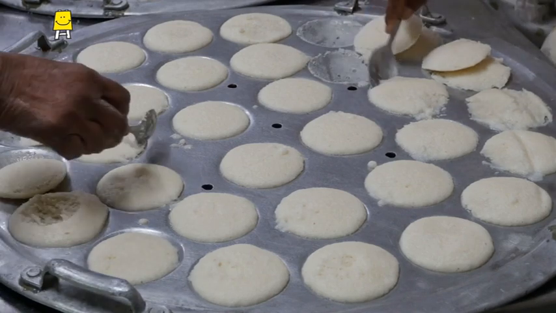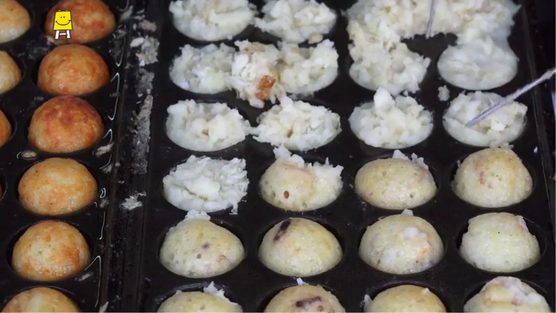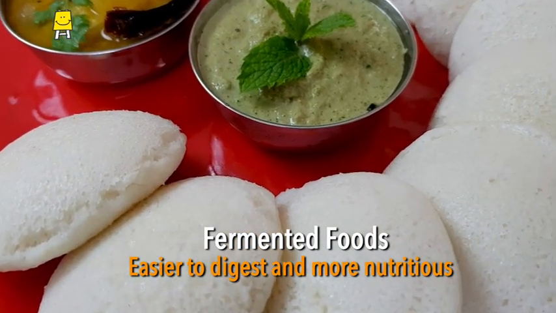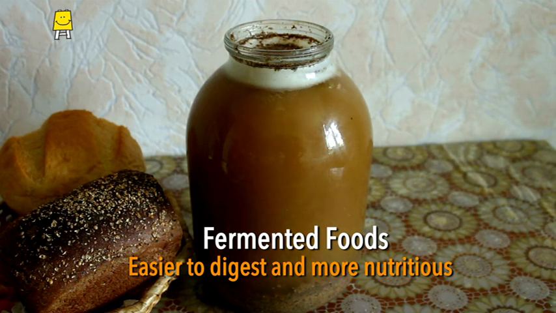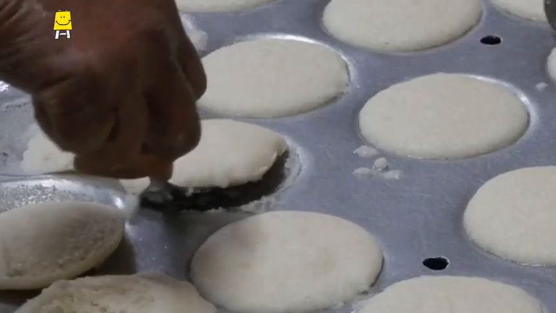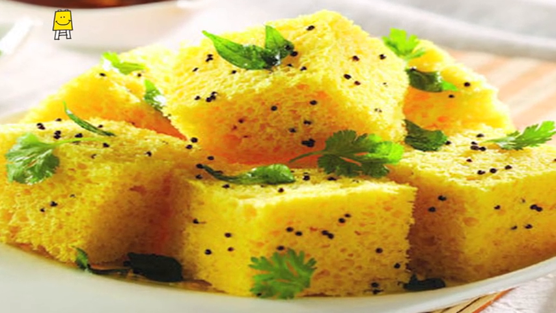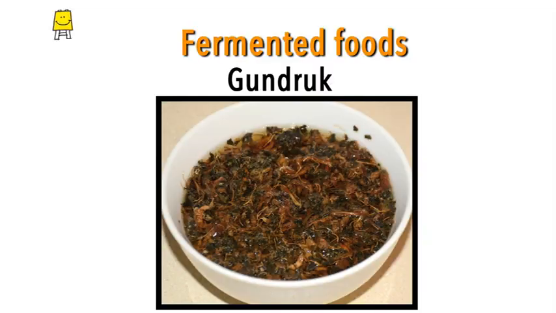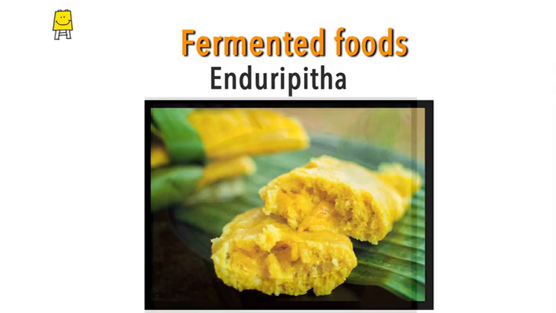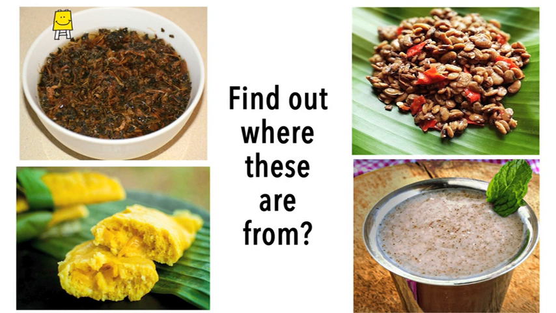During the process of fermentation, bacteria and yeast cells break down complex molecules into simpler ones. This is why fermented foods are easier to digest and more nutritious too. Fermented foods are prepared and eaten all over the world. In India, food items like idli and dhokla are very popular. But have you heard of gundruk, Hawai jar, Induri pitha, or ambali? Find out where these are from.